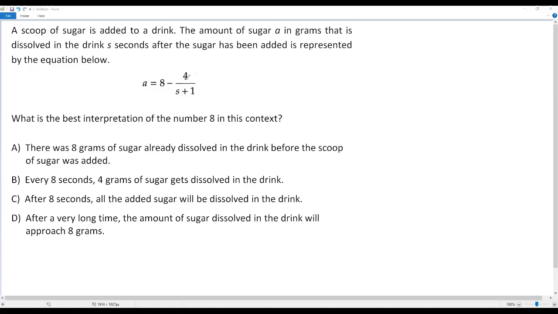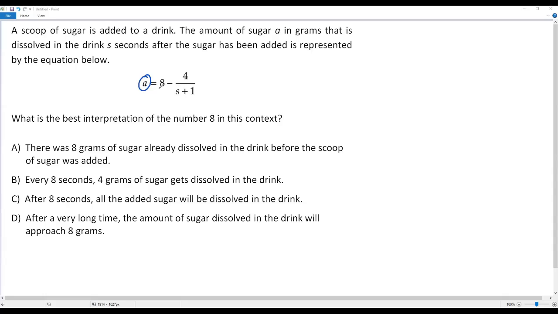Okay, first let's understand the equation we have over here. This A represents the amount of sugar in grams S seconds after a scoop of sugar is added. For example, if I want to know the amount of sugar dissolved in the drink after 5 seconds, what should I do? I have to plug in S equals 5, because this S represents the time in seconds. So the value I get for A represents the amount of sugar in grams dissolved in the drink.